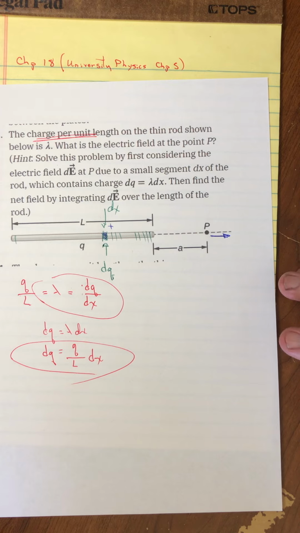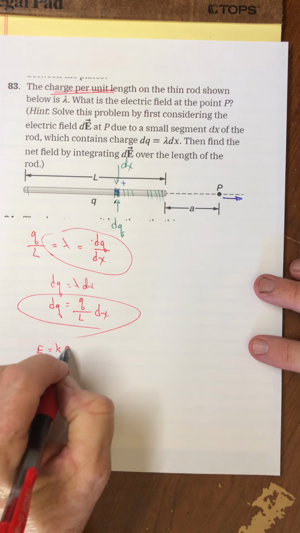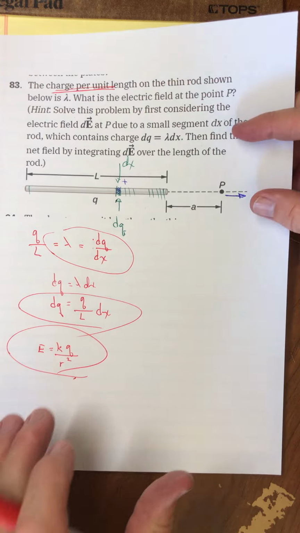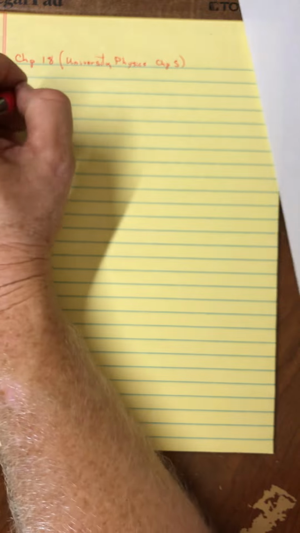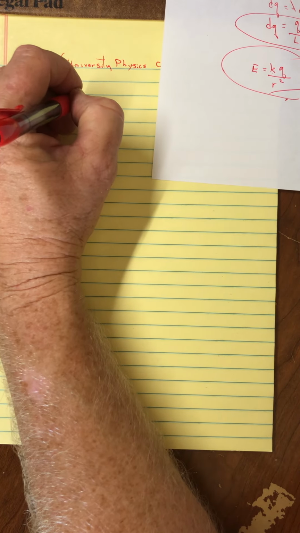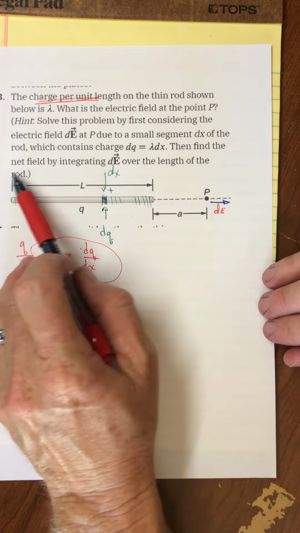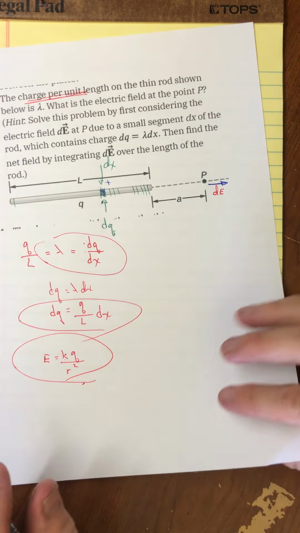Okay. So remembering that the equation for the electric field is Coulomb constant times the charge over r squared, we could then say that a little electric field, I'll call it dE, would be equal to Coulomb's constant times that little bit of charge over r squared. And that's the hint, because then it says, then you can find the net field by integrating over the length of the rod. In other words, now we have to add them all up.